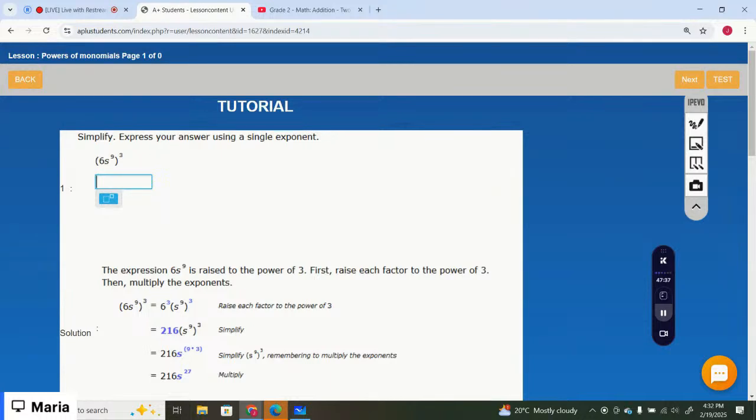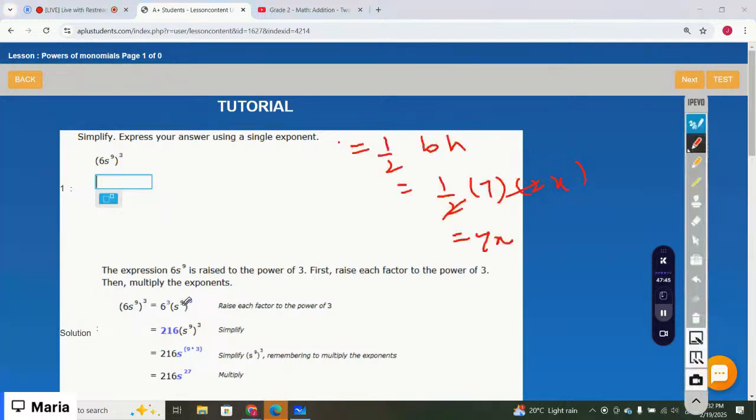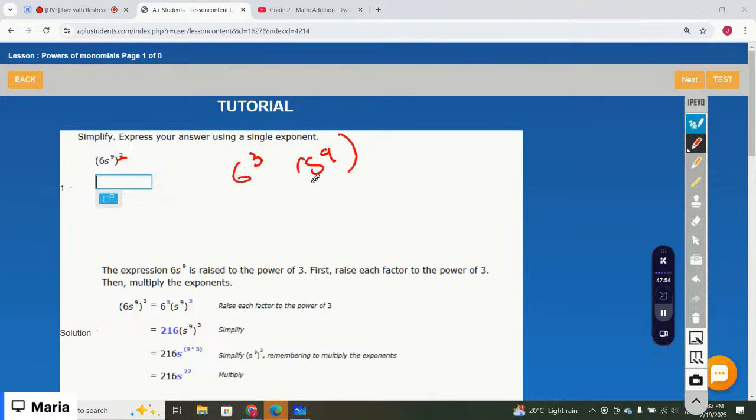Simplify (6s^9) exponent 3. So you have the exponent 3. This 3 is the exponent for both the numbers, like 6 cubed and s^9 to the power 3. 6 exponent 3 is 216. And for s^9 you have to multiply the exponents, 9 times 3 is 27. That is 216s^27.